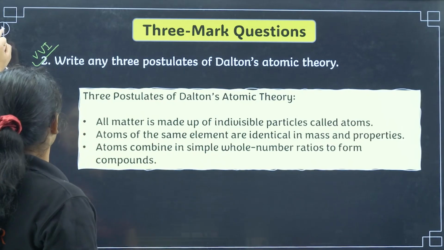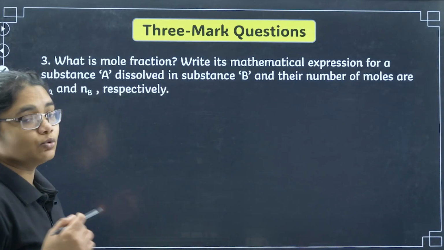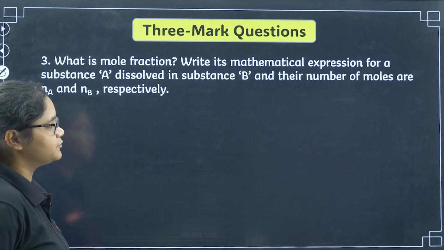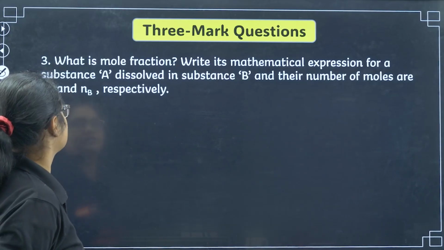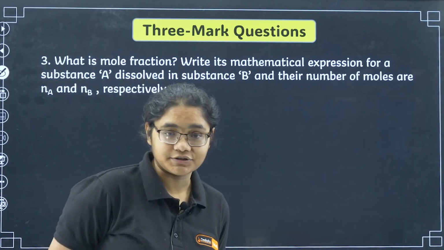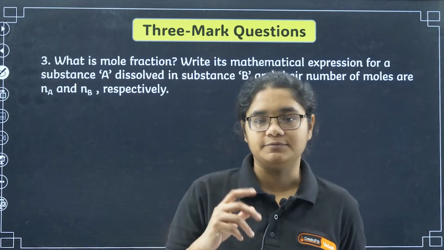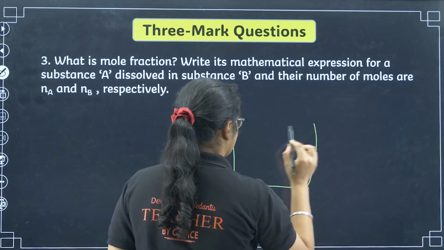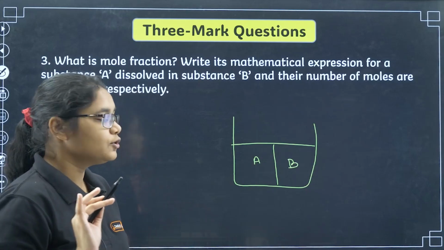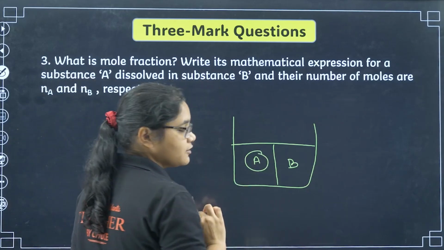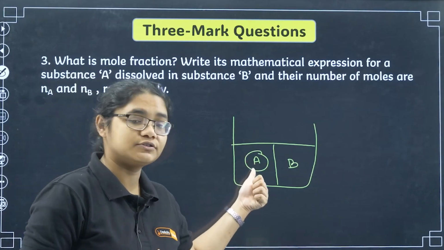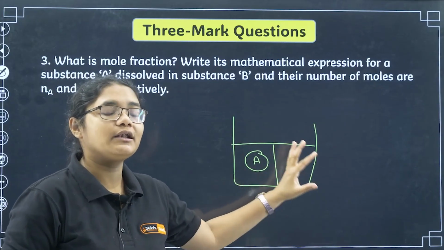Now moving to the next question, what is mole fraction? Write its mathematical expression for a substance A dissolved in substance B, with their number of moles being Na and Nb respectively. Mole fraction means, suppose we have 2 substances. Suppose in this container you have particles of A and particles of B. So what is mole fraction? Suppose you want to find the mole fraction of A, that is equal to the number of moles of A divided by the total number of moles.